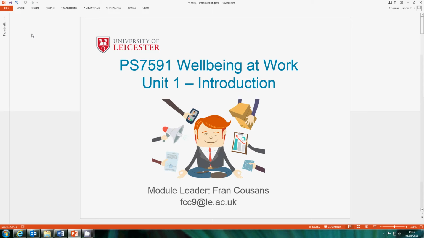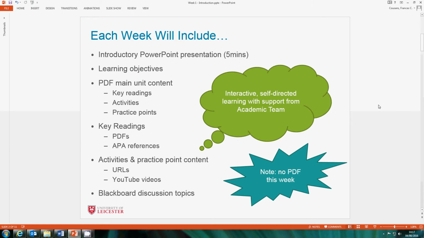So this week's unit content, the focus is on introducing the concept of wellbeing at work quite broadly, as well as to familiarise you with the format of the module as a whole and how it will be run. As an introduction, each week will include a short introductory PowerPoint presentation. This will usually be about 5 minutes. The key learning objectives for you are up on Blackboard.